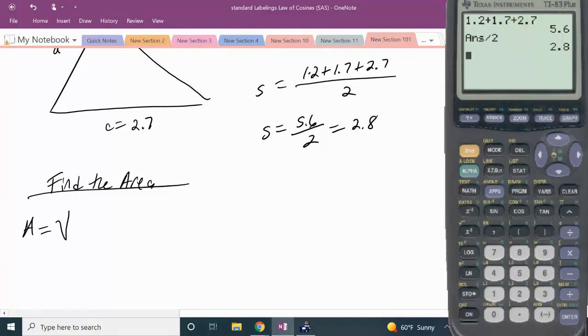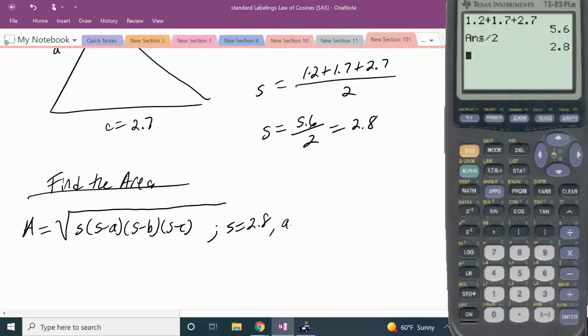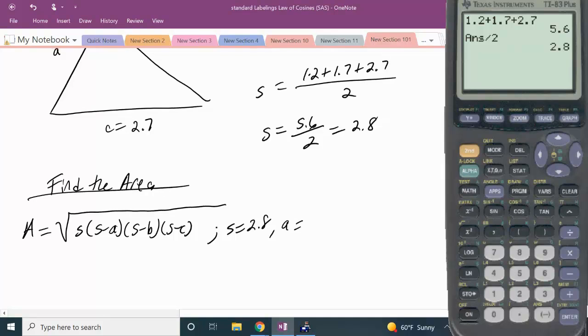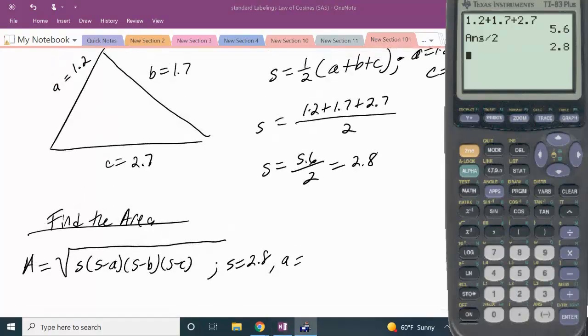So that formula is A is equal to the square root of S times S minus A times S minus B times S minus C. And we're going to substitute S for 2.8. A is 1.2. B is 1.7, and C is 2.7.